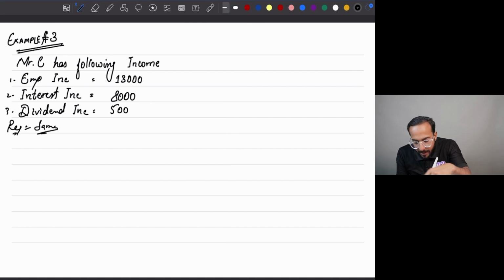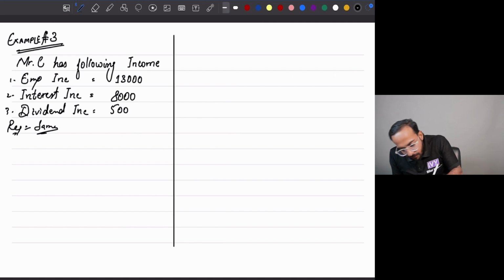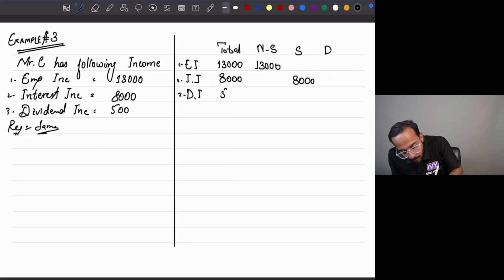First decide how many heads you want to make. So the first head is total. Obviously total comes, then non-saving, then saving, then dividend. The first one is employment income, that is 13,000, that belongs to non-saving. The second one is our interest income, that is 8,000, that belongs to saving. The last one is dividend income, that belongs to dividend. I believe you are getting my point.